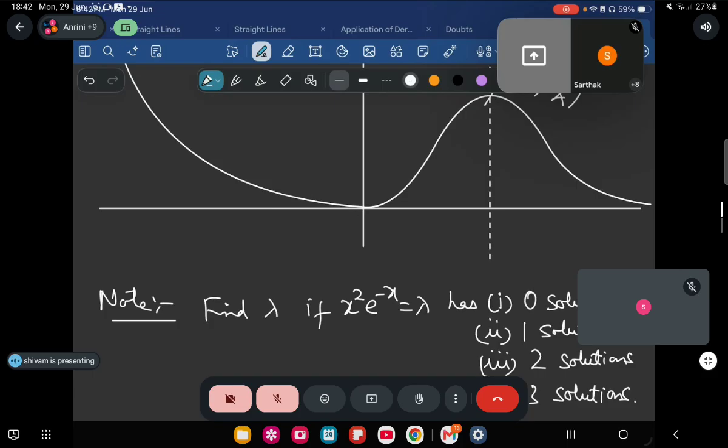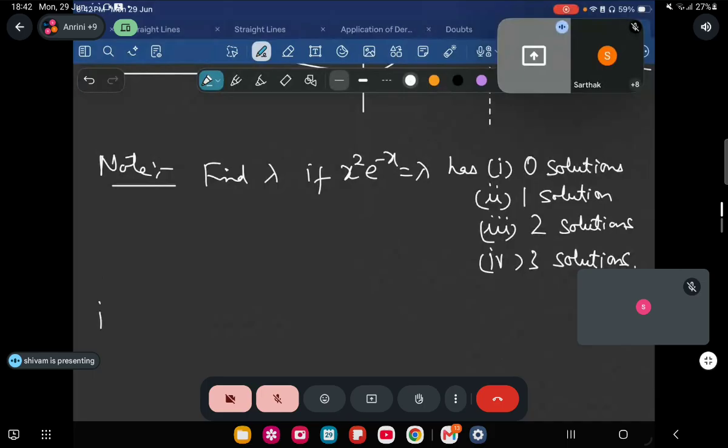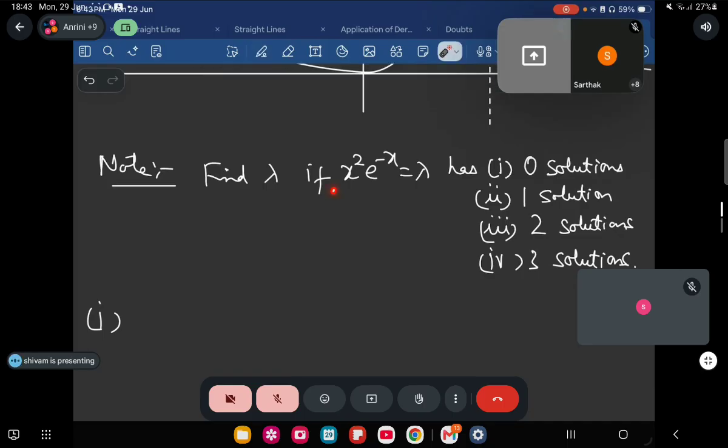Yes, start telling me, everyone. For number one, raise your hand. What is the answer? Do people remember how to solve this kind of questions? Oh, you people have forgotten how to solve this kind of questions. x square into e to the power minus x equal to lambda. How to solve this kind of question? We used to draw the graph of the left hand side and the graph of the right hand side.